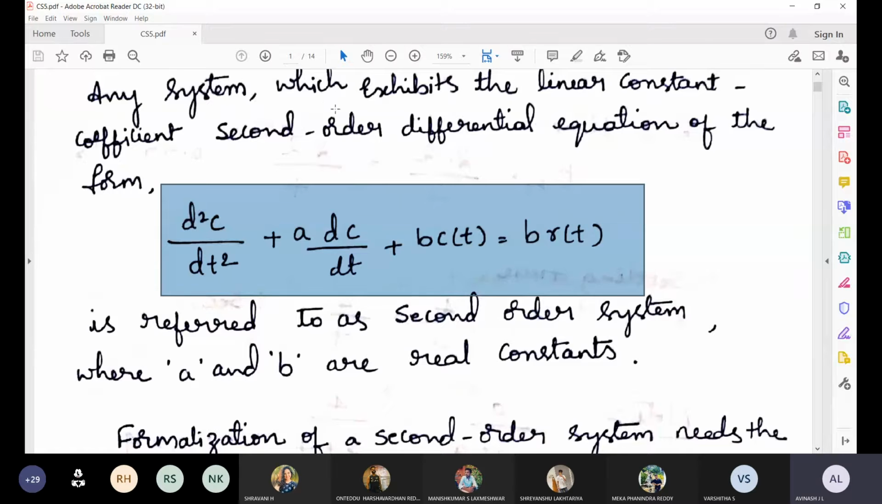Here any system exhibits linear constant coefficient. This particular equation is referred to as the second order system. Fine, we agree that it is a second order system. Why? Because it has differentiation two times, that is d square divided by dt square. We consider where A and B are real constants.